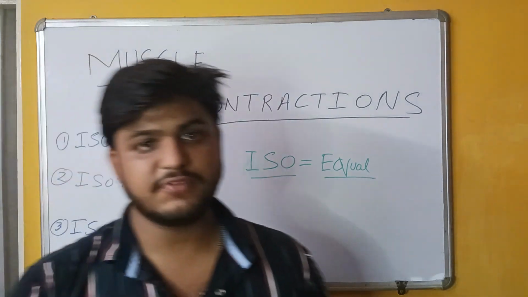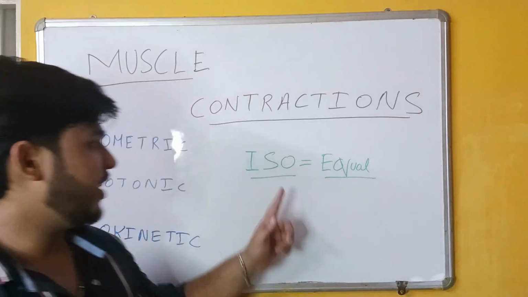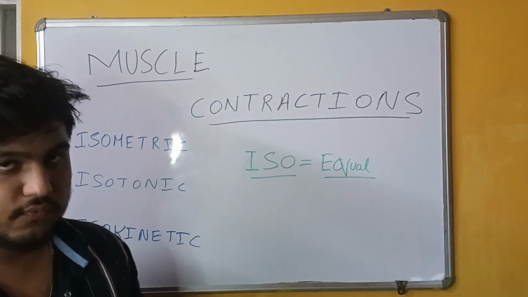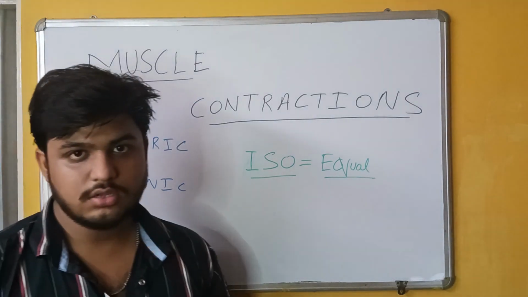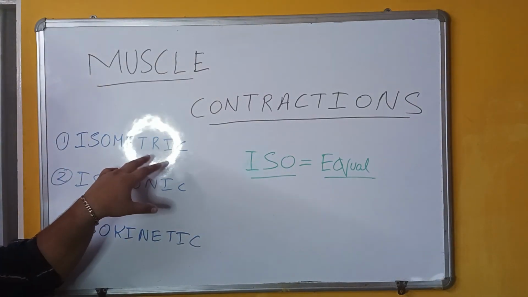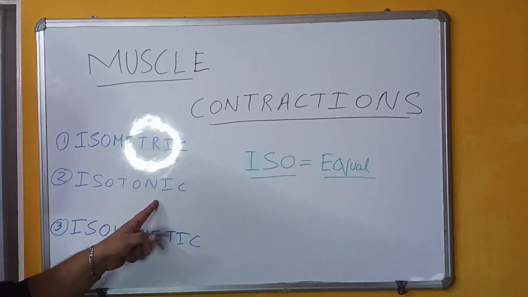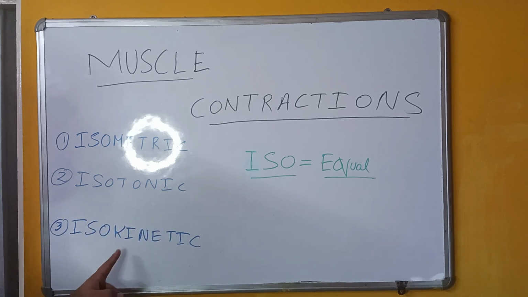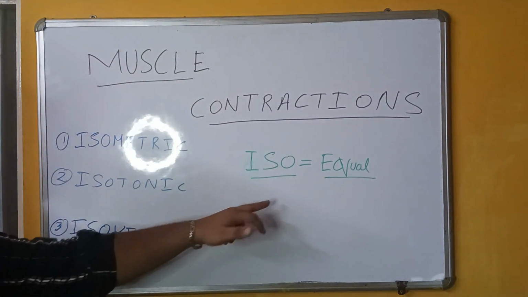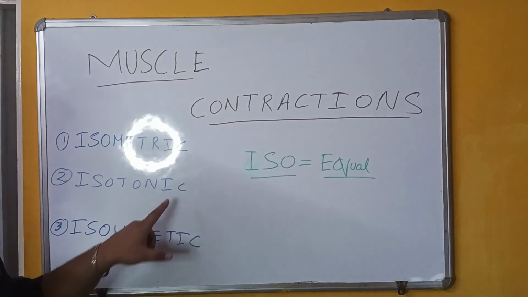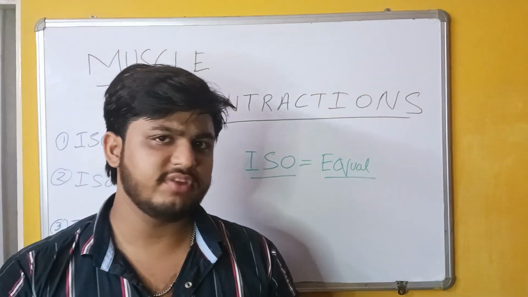First of all you need to make it very clear कि iso का मतलब क्या होता है. Iso मतलब equal. Okay, so iso means equal. So when we talk about the isometric, and metric means length, so basically isometric means similar length, isotonic means similar tone, and isokinetic means similar velocity or equal velocity. So iso means equal, metric means length, tonic means tone, and kinetic means velocity. So let's study each of them one by one.